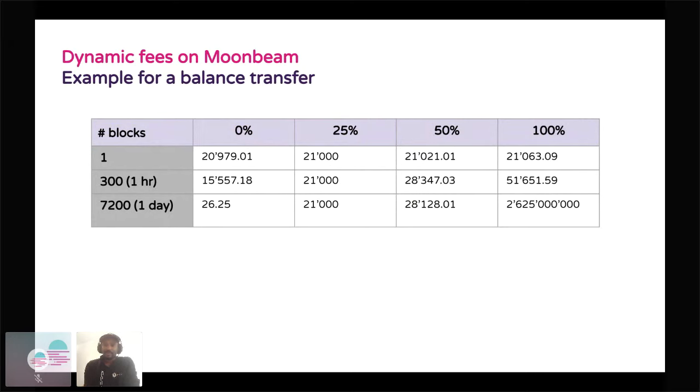But if you have 50% of fill ratio, then it will slowly cost more. It will go to 21,021. And if you have 100% fill ratio, it will be more expensive also. And basically, you can see on the other lines what will happen if all the blocks are consecutively filled with 25% or 50% or 100%, and what is the impact of this new algorithm on the cost.